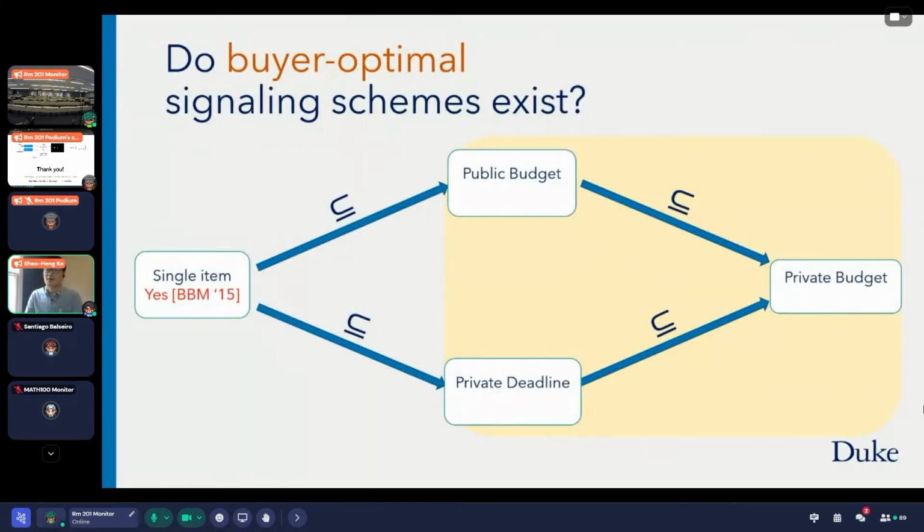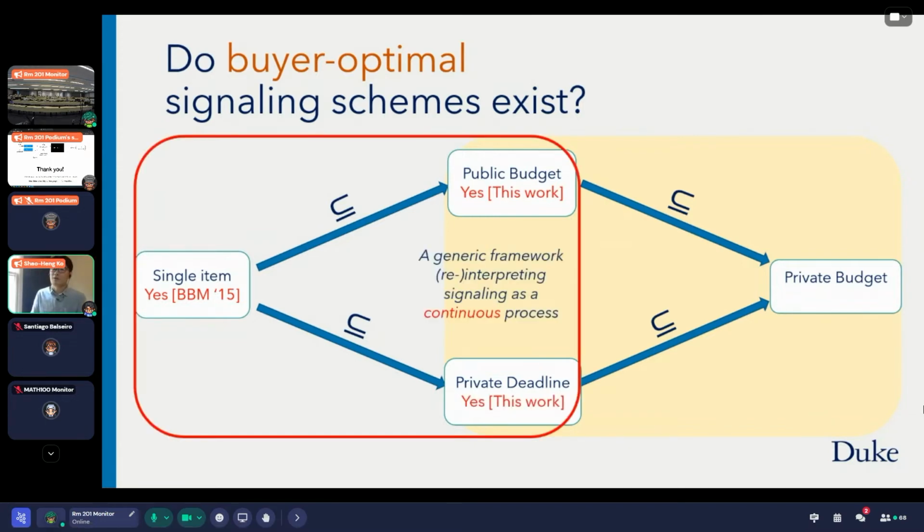So here's a summary of our results on answering this question. We found the answer to be yes for both the public budget setting and the private deadline setting. And furthermore, we propose a framework that unifies the positive results altogether by reinterpreting the signaling as a continuous process so that the same plan of attack can be used for multiple settings. This is the main technical highlight of our work, and it will also be the focus of this talk. On the negative side, we found the answer to be no for private budget, so there may be no buyer optimal schemes when the buyer has a private budget.